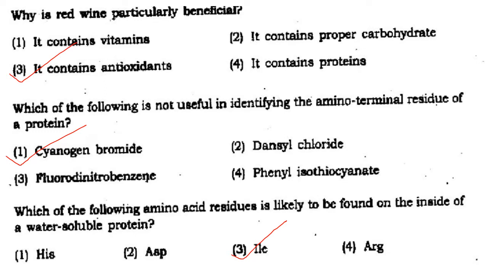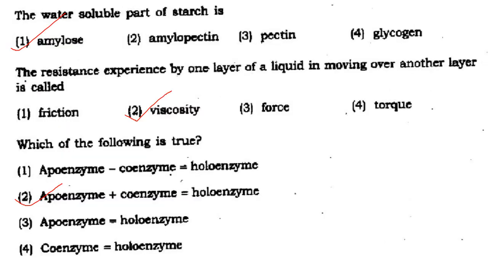Next one, which of the following amino acid residues is likely to be found on the inside of a water soluble protein? Option 1 histidine, option 2 ASP, that is aspartic acid, 3 isoleucine ILE, and 4 arginine ARG. Answer is option 3 isoleucine.